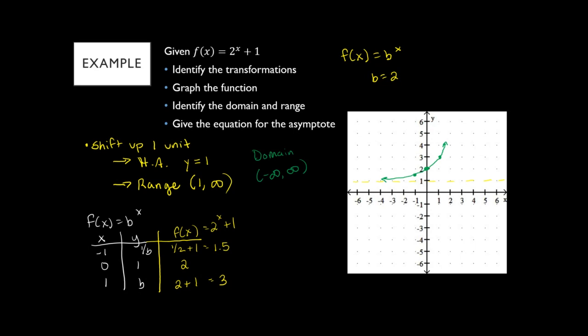So going in order here, I identified my transformation. It was a shift up of 1 unit. I now have my graph, domain and range. Domain is all real numbers. Range is from 1 to infinity. And then the equation for the asymptote is y equals 1.